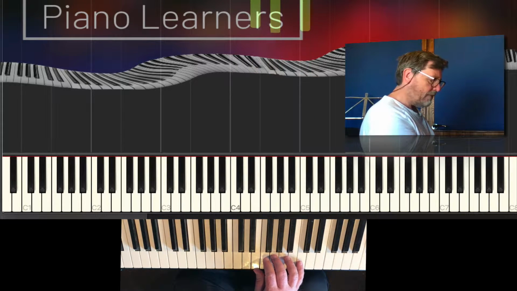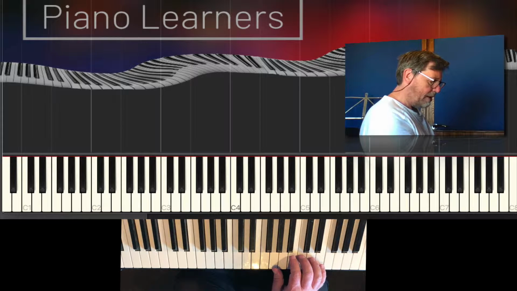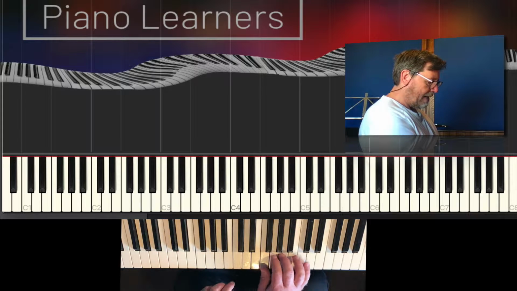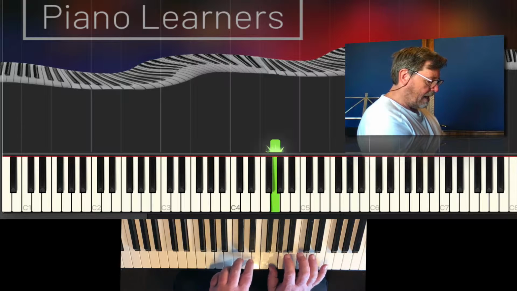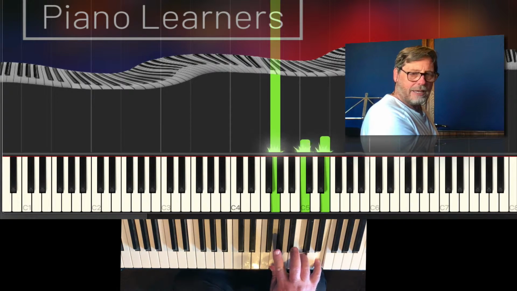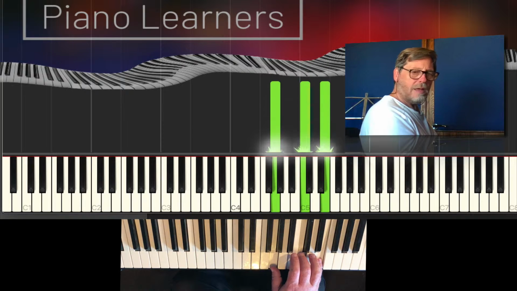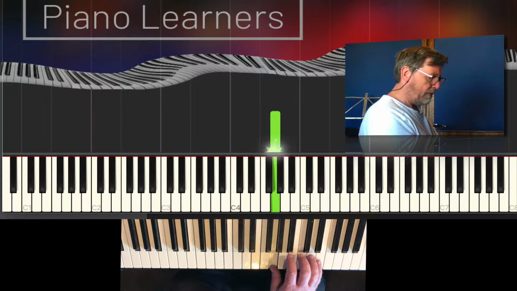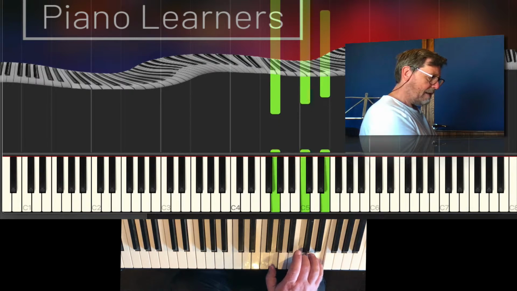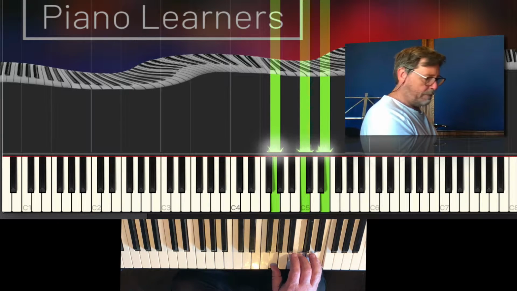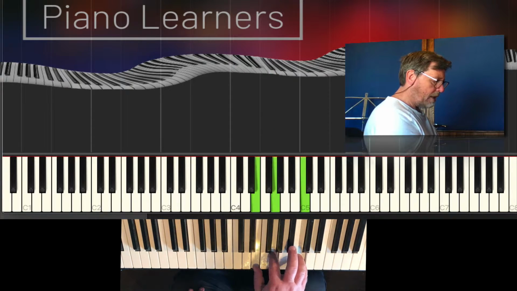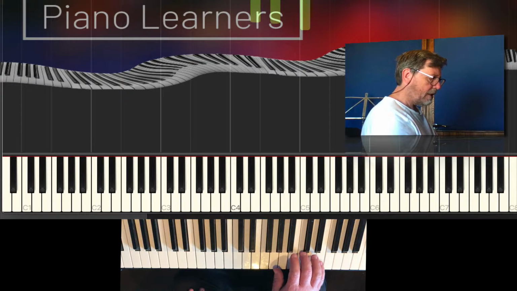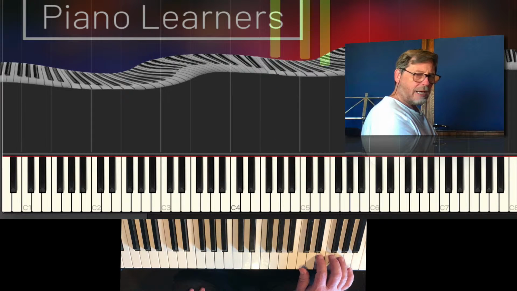And if I want to go into a second inversion, I have the 5th at the bottom and I play the 1st and the 3rd at the top. So I take the 1st and 3rd and I take them and put them up at the top here. So I have the 5th, the 1st and the 3rd. This is known as second inversion. So we have root, first inversion, second inversion, and then we go back to the root again.